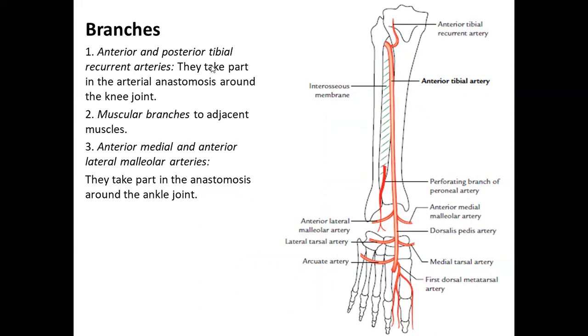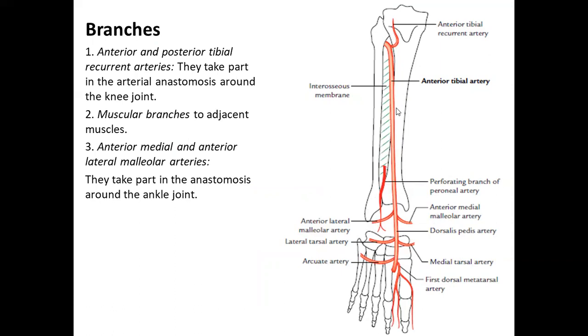It gives the branches of this artery. It gives an anterior tibial recurrent artery and, going backwards, a posterior tibial recurrent artery. Both these arteries, you will have heard these names when we studied the anastomosis around the knee joint. Then obviously there are some muscles here, so it will give some muscular branches, and then we have the anterior medial malleolar artery and an anterior lateral malleolar artery. These two arteries take part in the anastomosis around the medial and the lateral malleolus.